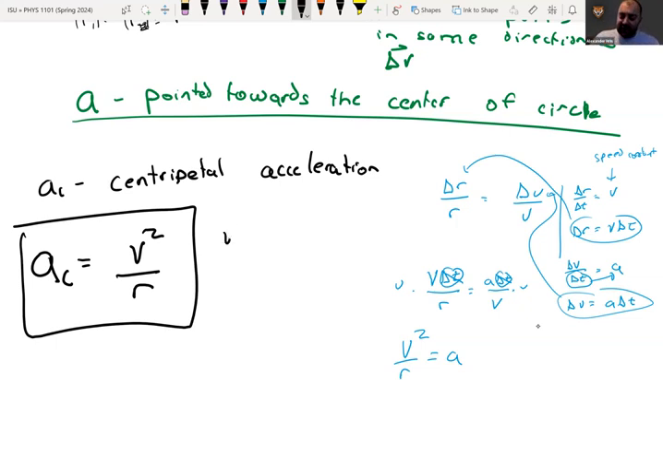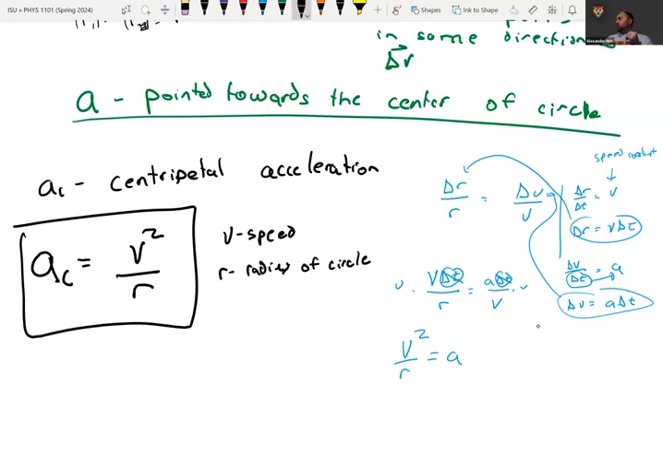Now, in this case, V is speed, and R is the radius of the circle. So this really only applies to circular motion, and in particular, uniform circular motion. So that is what is going on with the centripetal acceleration. This is going to be something that we come back to. Now, it turns out that you are going to need a force to generate this kind of acceleration. I'm not going to go into that just yet because that's more of a topic for tomorrow.